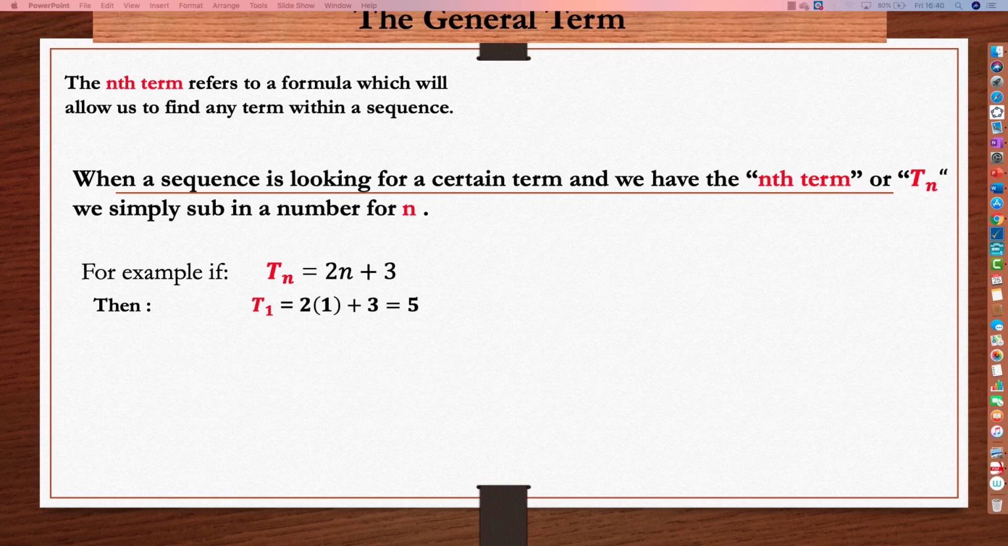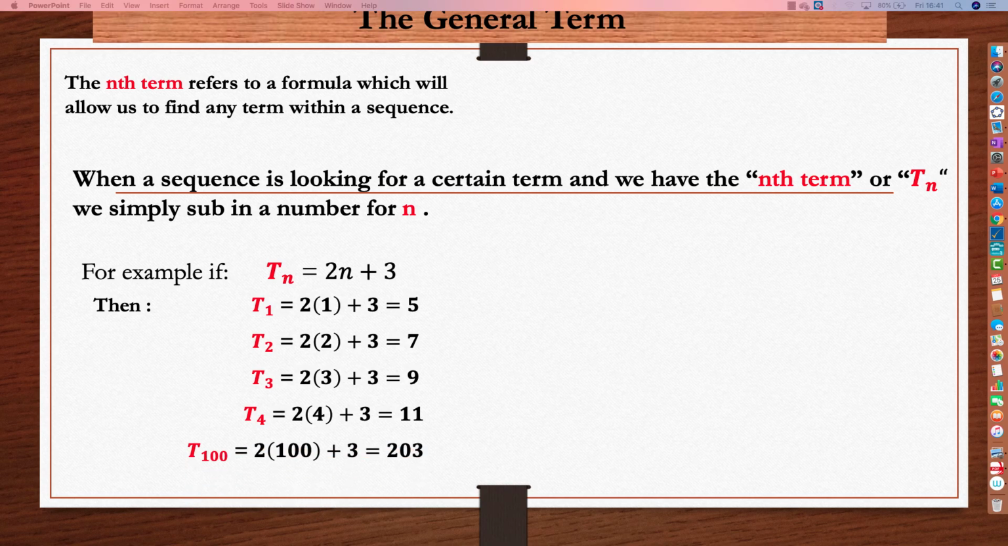What is the second term? T2, term 2, what's the number going to be? 2 times 2 is 4 plus 3 is 7. Alright, and I know what the next one is going to be. 9. 2 times 3 plus 3, which is 2 times 3 is 6 plus 3 is 9. The next one? 11. And then?